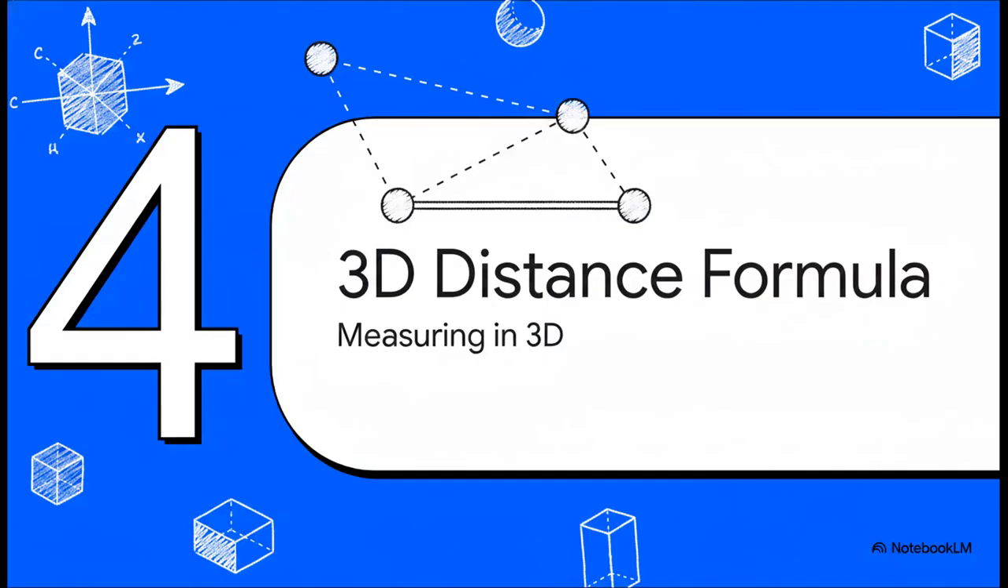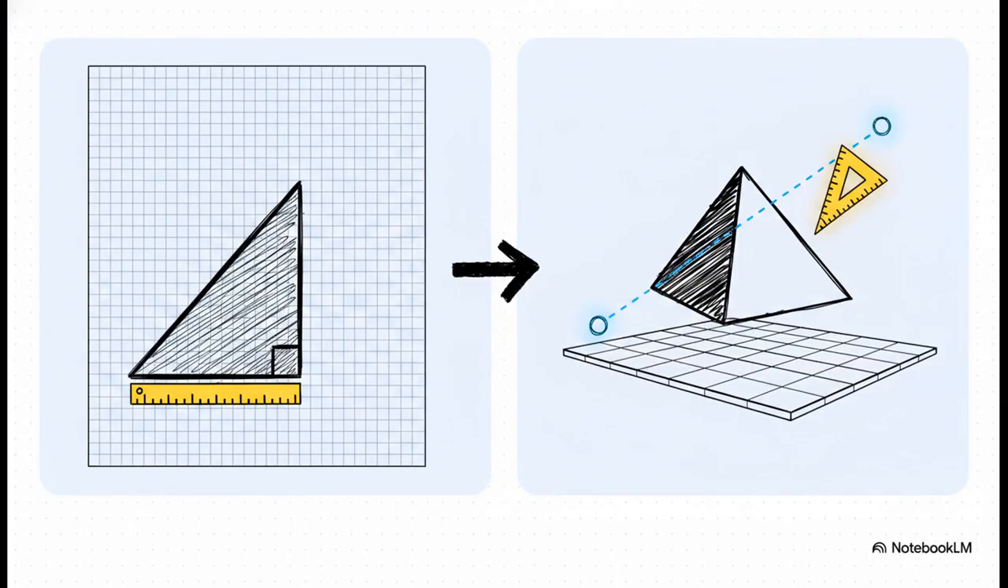All right, section 4, the 3D distance formula, because once you can locate points, you're obviously going to want to measure the exact straight line distance between them. And here's the best part. If you already know the 2D distance formula, upgrading to 3D is insanely intuitive. You literally just add a z. You just take the difference between the z-coordinates, square it, and tuck it right under that same square root alongside x and y. It's such a beautiful logical extension.